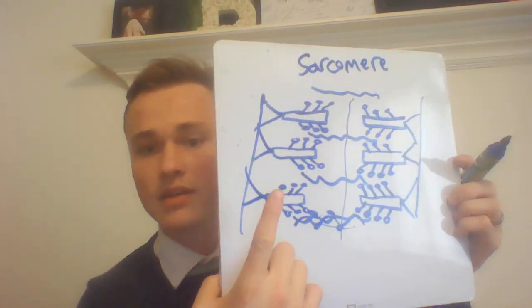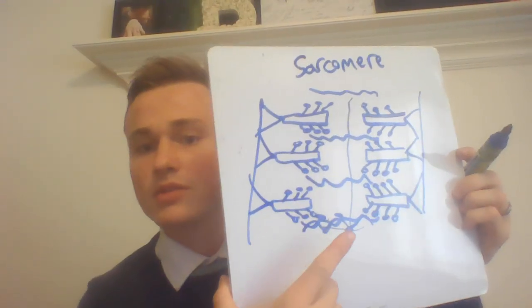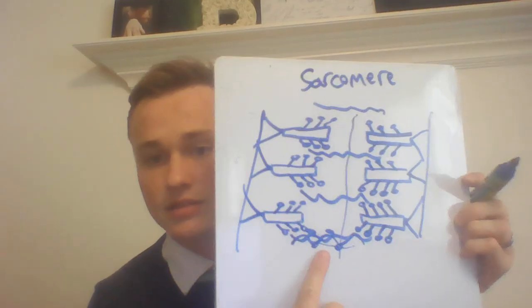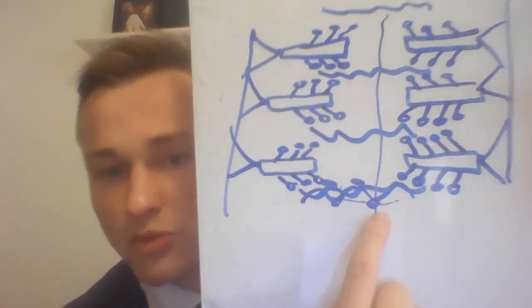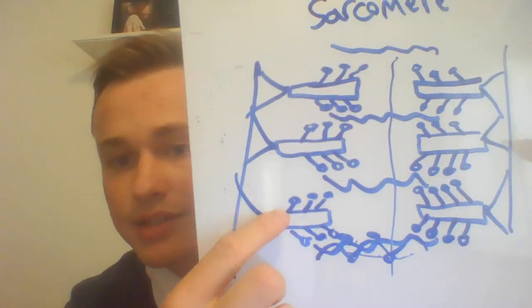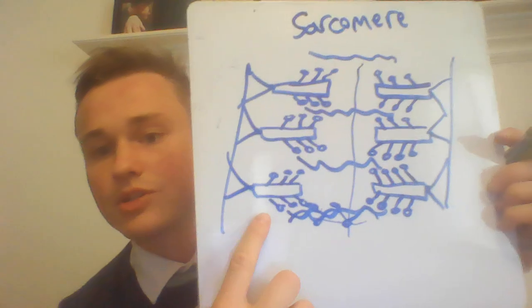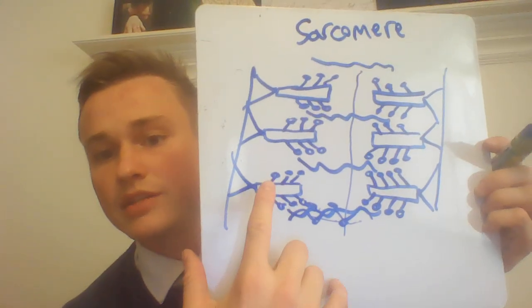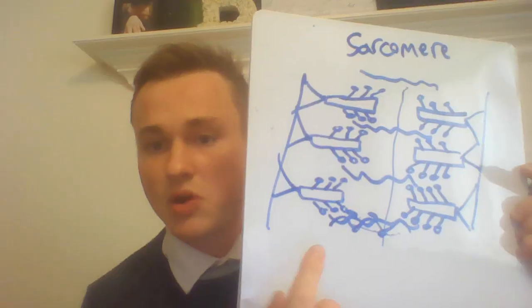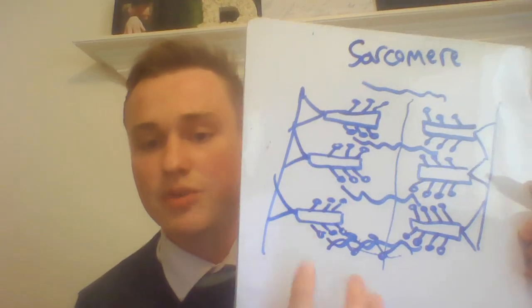Z disc, myosin, tropomyosin is one of the stringy thingies. Actin, another stringy thingy. The little balls on here, troponin. Okay? Now these sticks and balls are just called the light chain and heavy chain. Heavy chain being the ball part, light chain being the stick part. And those are part of the myosin.